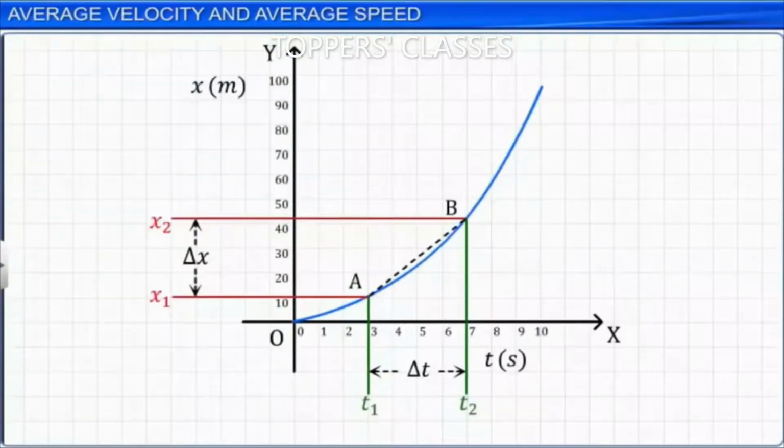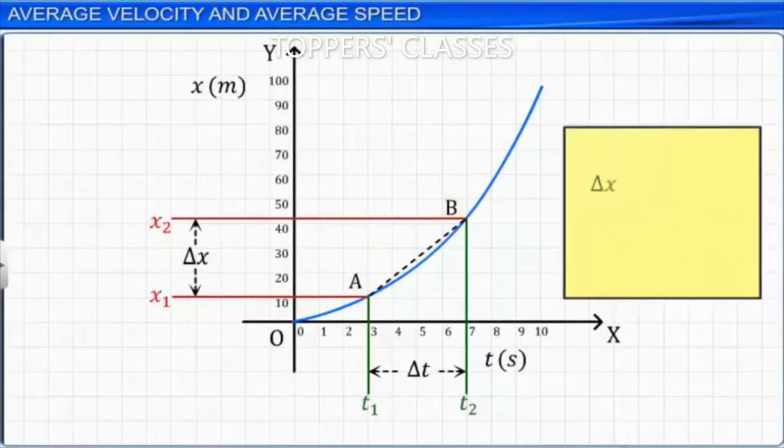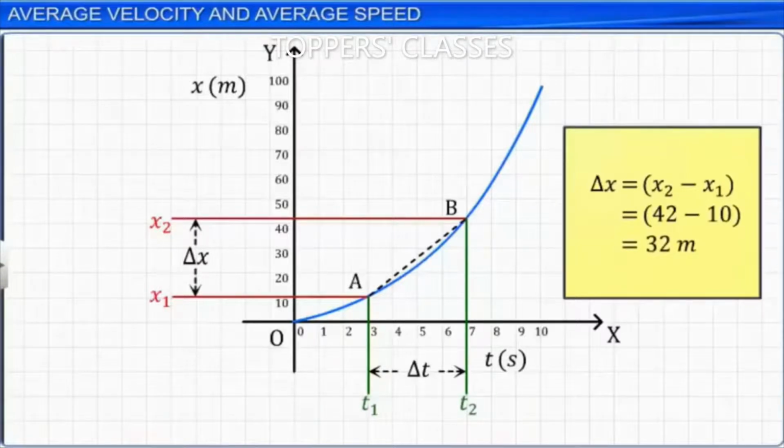Delta x is equal to x2 minus x1 is equal to 42 minus 10 is equal to 32 meters. Delta t is equal to t2 minus t1 is equal to 7 minus 3 is equal to 4 seconds. V bar is equal to 32 by 4, which is equal to 8 meters per second.